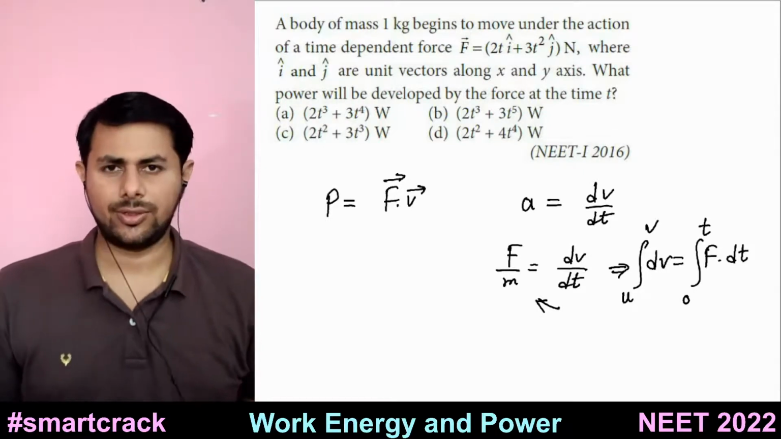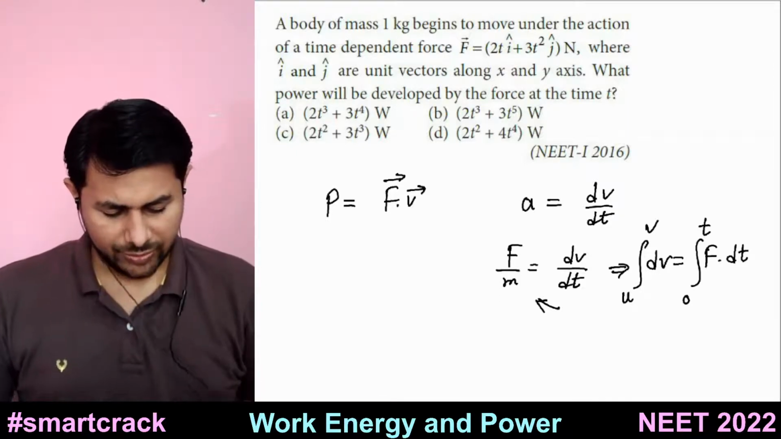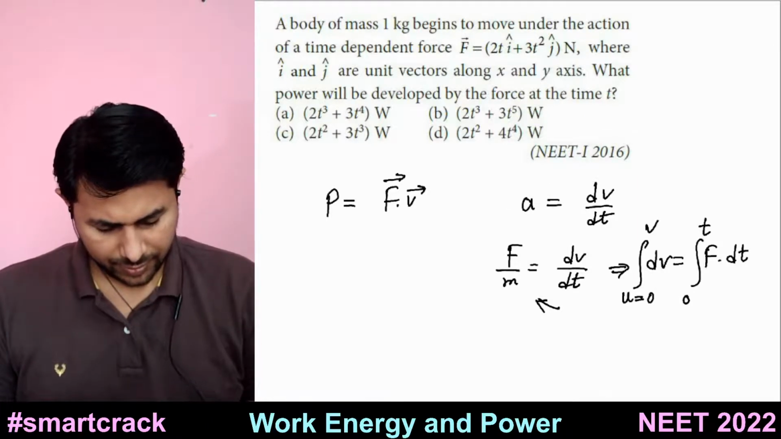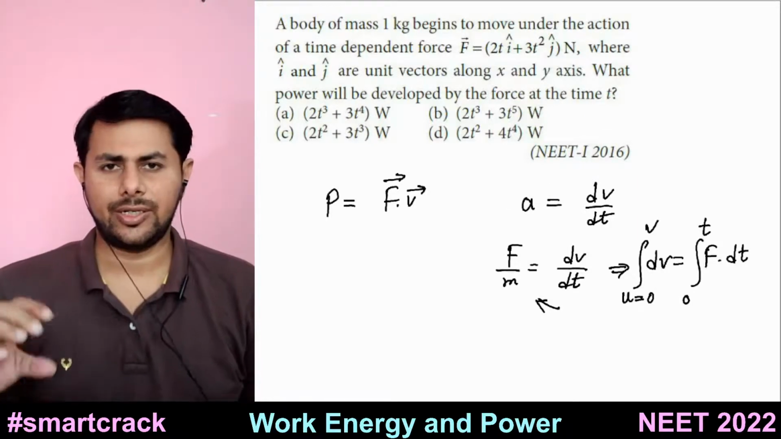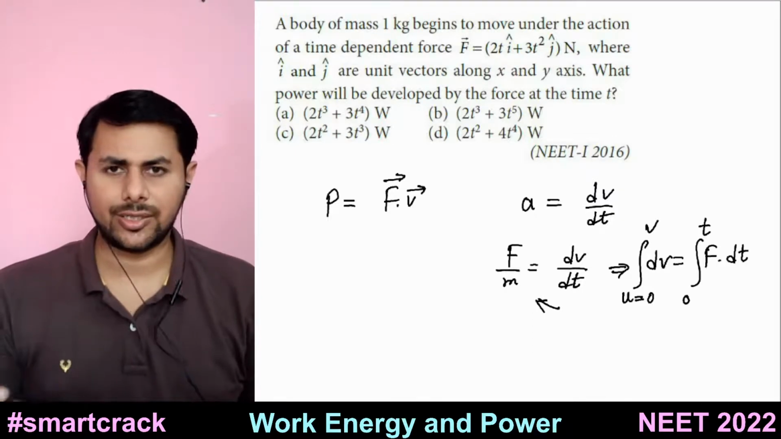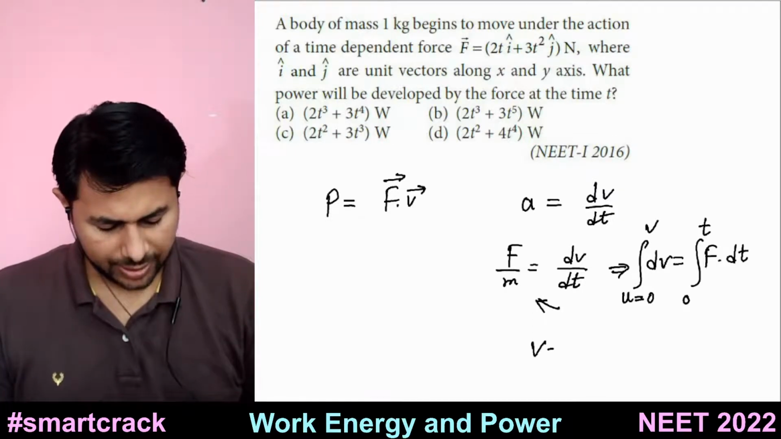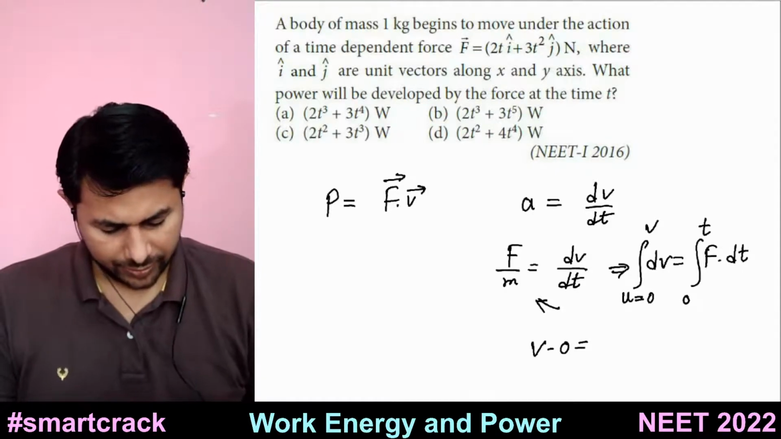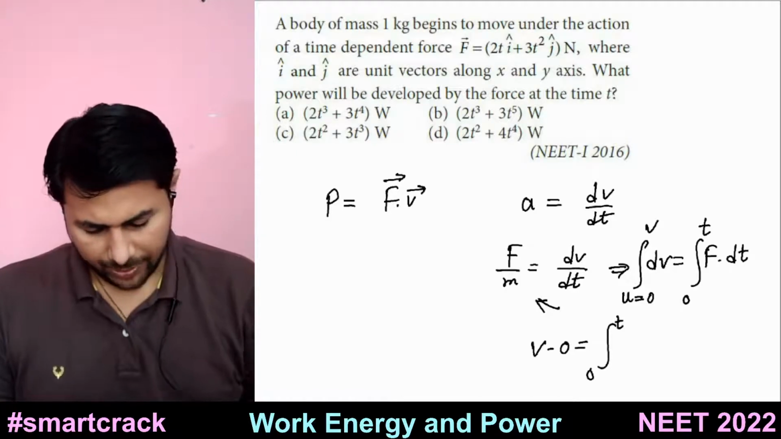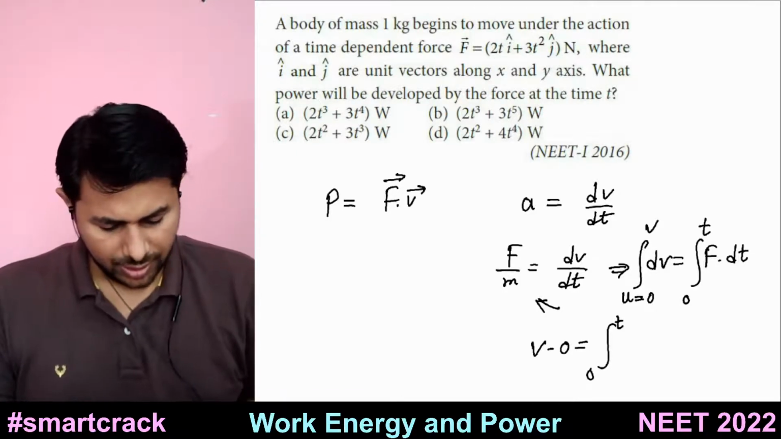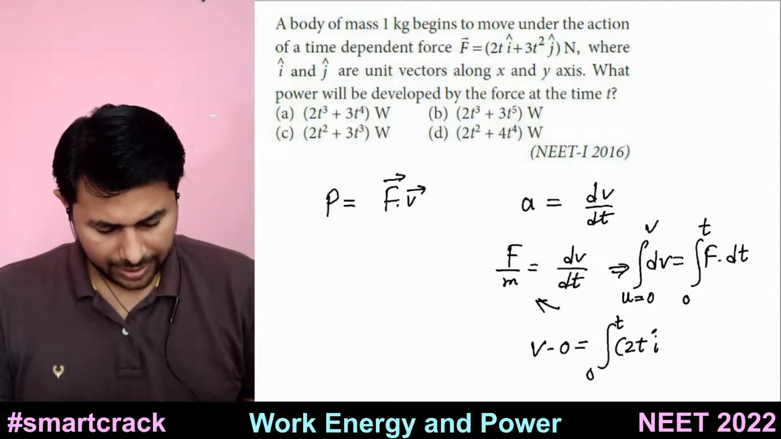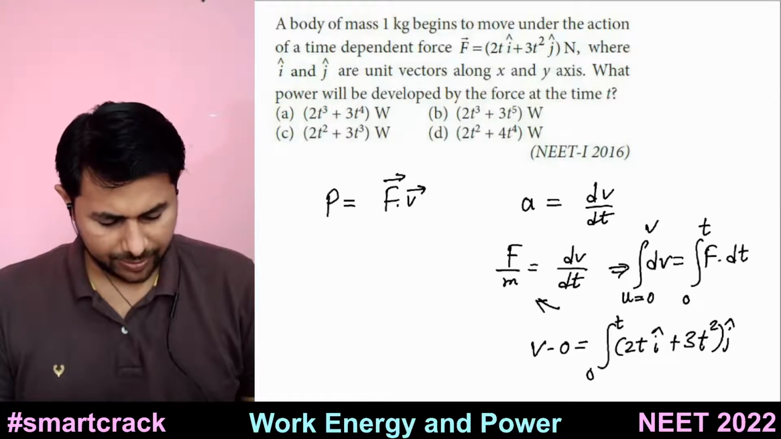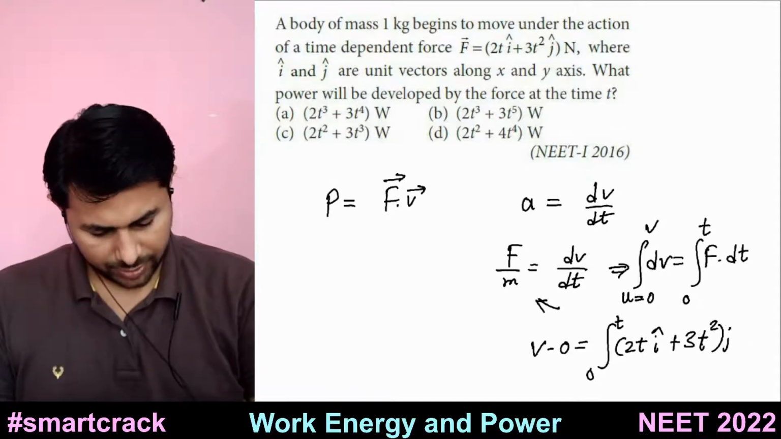Okay, so now let's integrate this. So what do we get? Initial speed is equal to 0. So the integral of dv is v, upper limit v, lower limit 0. So it is v minus 0, or v. Integral of F dt. What is F? F is given by this formula, 2t into i cap plus 3t square into j cap.